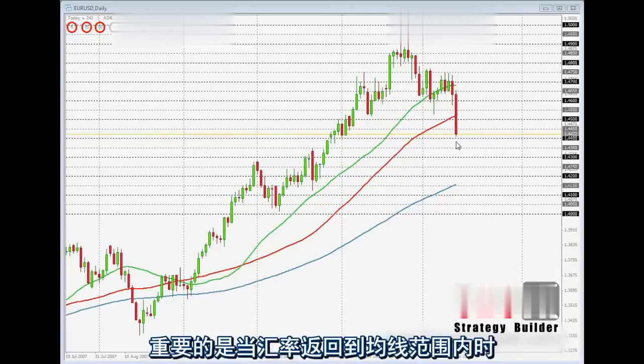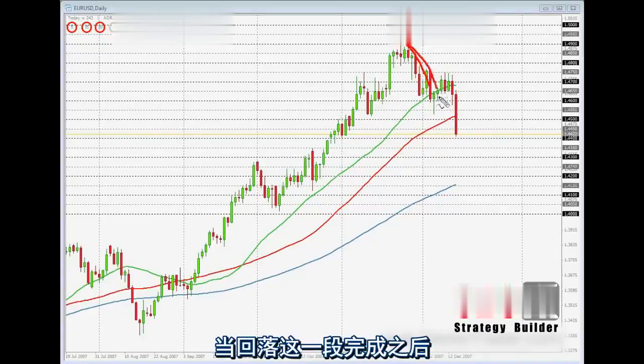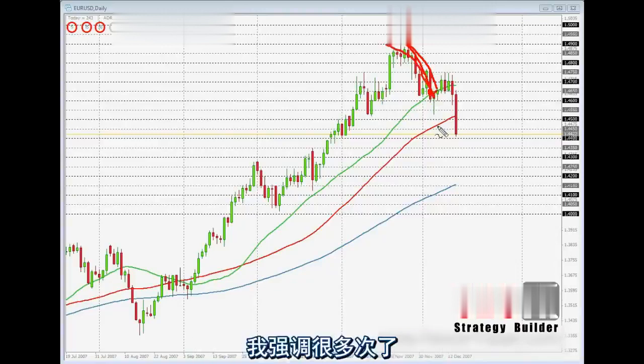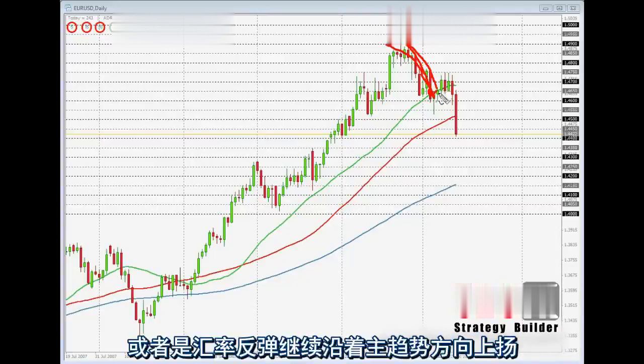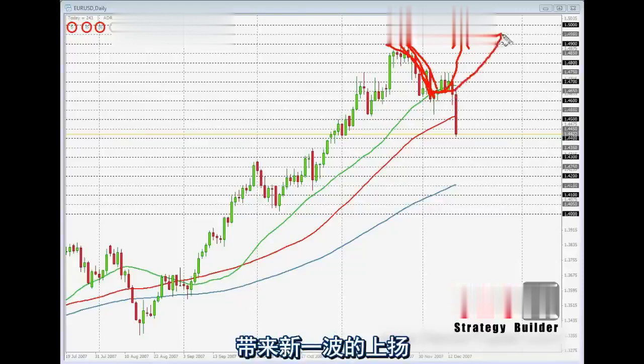What's important is to read price action once the price has retraced back to the moving averages. Once the retracement wave has concluded and price comes back down to the dynamic area, as I always say, it's a decision-taking area. There are two possible outcomes: either price bounces off it in the direction of the main trend. Once the retracement is concluded, the bulls show up in this market once again, and a whole new swing springs out from this area.